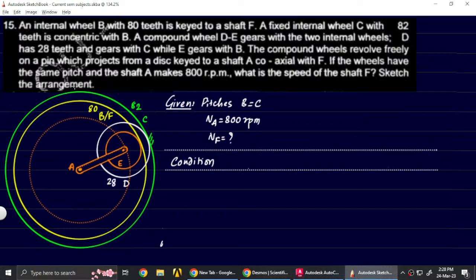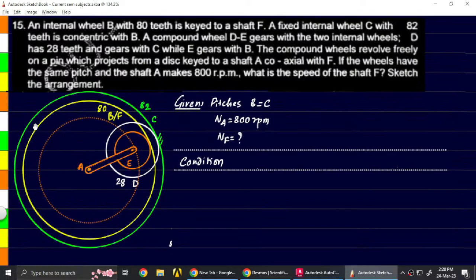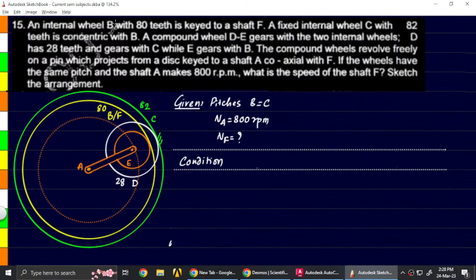There is an internal wheel B. B is shown in yellow color, and the shaft is also keyed to the same thing, whereas C is a different wheel which is slightly larger because it has more number of teeth, and these two gears are meshing with a set of compound wheels. Compound wheels are D and E.